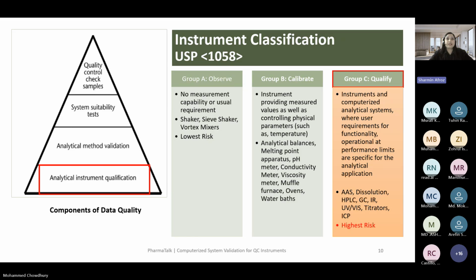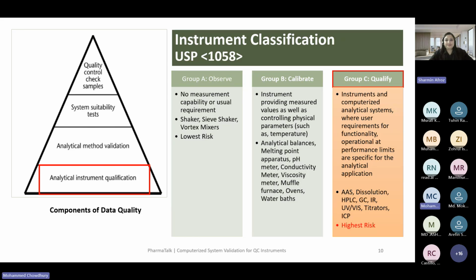But the most critical is Group C. These are the analytical instruments with software, like HPLC, GC, UV, ICP. For this group, we face the most observations and audits. So our primary interest group is Group C, that is qualified as per USP 1058.